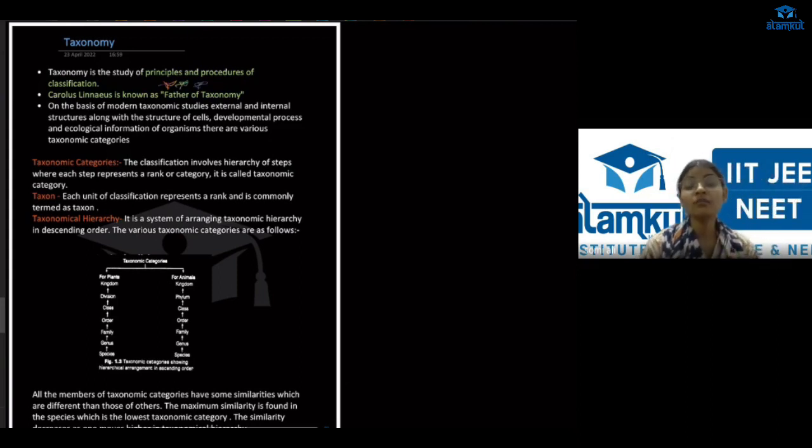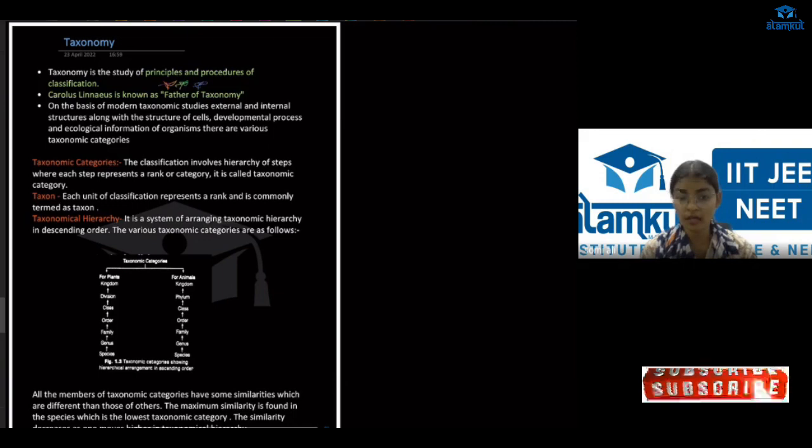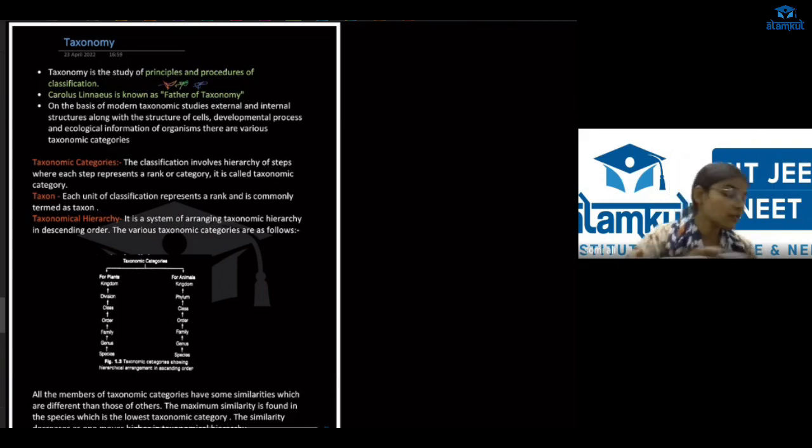Okay. Now, on the basis of modern taxonomies, as I've already told you, earlier only external structures were there for classification. Now we have internal structures as well. We have the study of ecological information. We have the anatomical structures. We have many other things for classifying organisms into different categories. So on the basis of modern taxonomical studies, external and internal structures, along with the structure of cell, developmental processes, ecological information, everything are considered under the process of taxonomy.